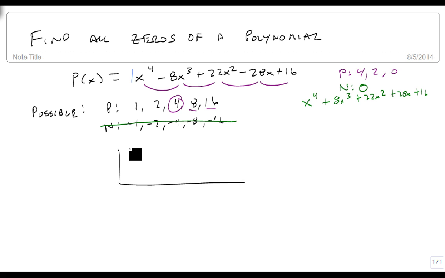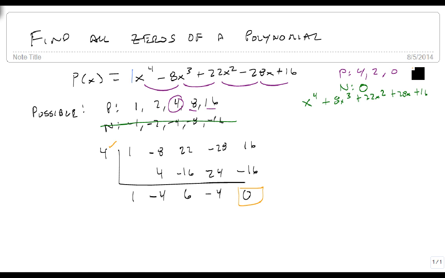So we set up our division, 1, minus 8, 22, minus 28, and 16. We put a 4 on the outside. Gives me a 4, a minus 4, that's a minus 16, which is a 6, which is a positive 24, which is a minus 4, which is a minus 16, which is a 0. And notice that this worked. 4, in fact, works, and I found one of my positive real zeros, and I've done something else.